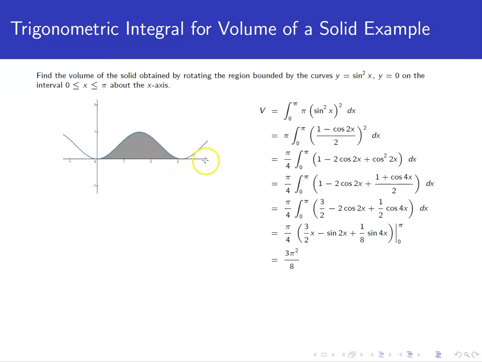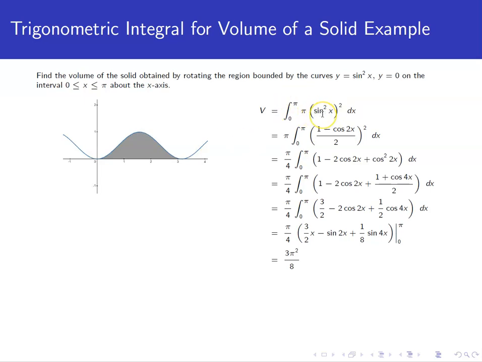So if we use the disk method for finding this volume, taking slices that are perpendicular to the x-axis, we see the radius of our disk will just be the function height, right? Because we're going from the x-axis up to the function. So the function height is going to give us what the radius of the disk is. So sine squared x is our radius.